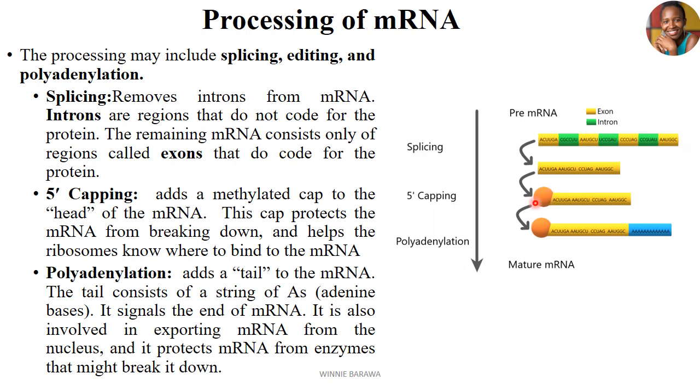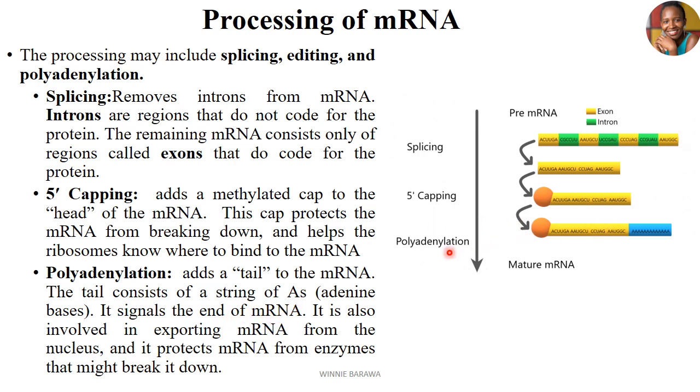And the last bit is polyadenylation. In this case, we add a tail to the messenger RNA. The tail consists of strings of adenine. The A here refers to adenine. So it will add strings of adenine bases, and these adenine bases are going to signal the end of our messenger RNA.